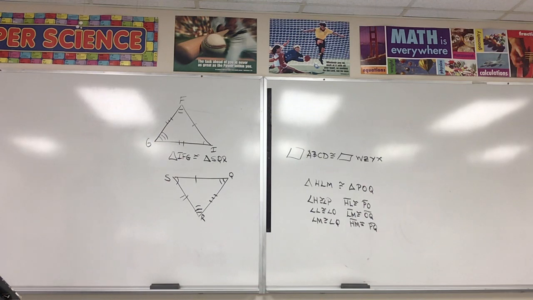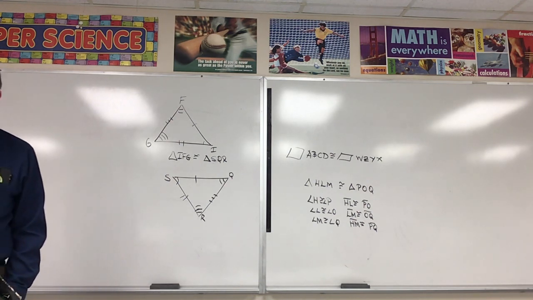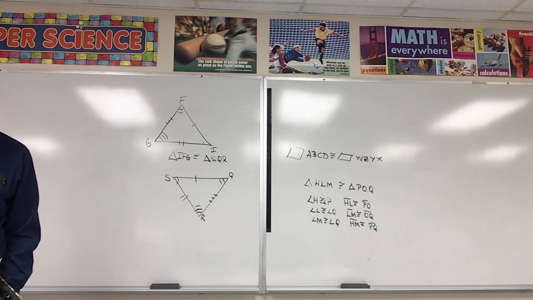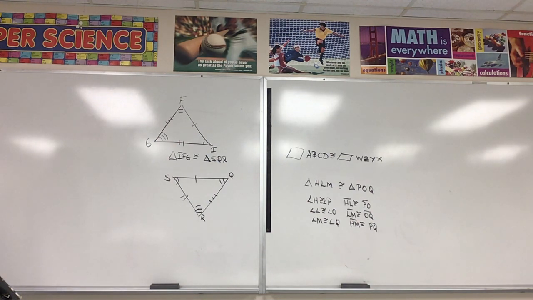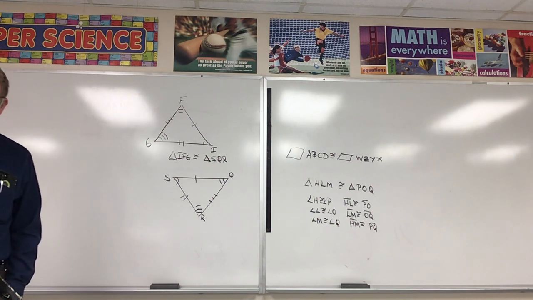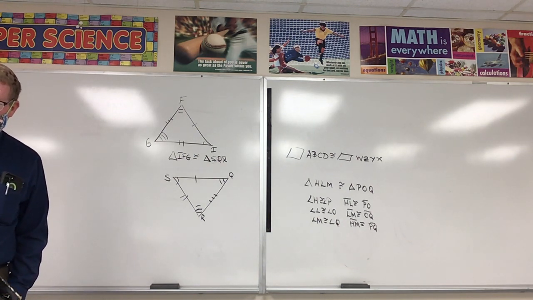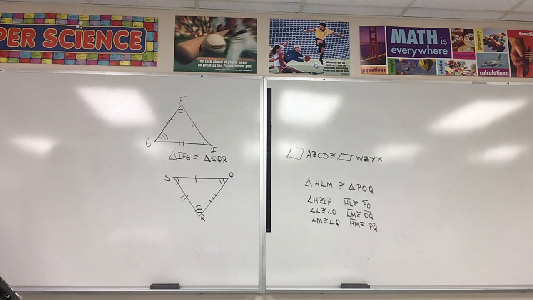Alright, the next definition, or theorem, third angles theorem. It says if 2 angles of one triangle are congruent to 2 angles of another triangle, then the third angles are congruent. Alright, if 2 angles of one triangle are congruent to 2 angles of another triangle, then the third angles are congruent.